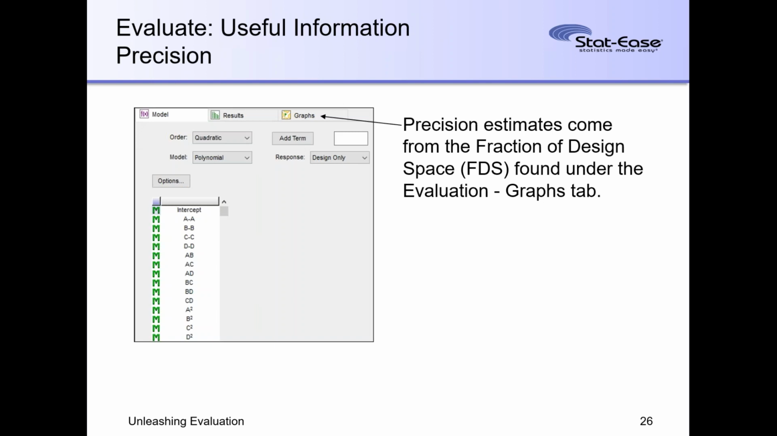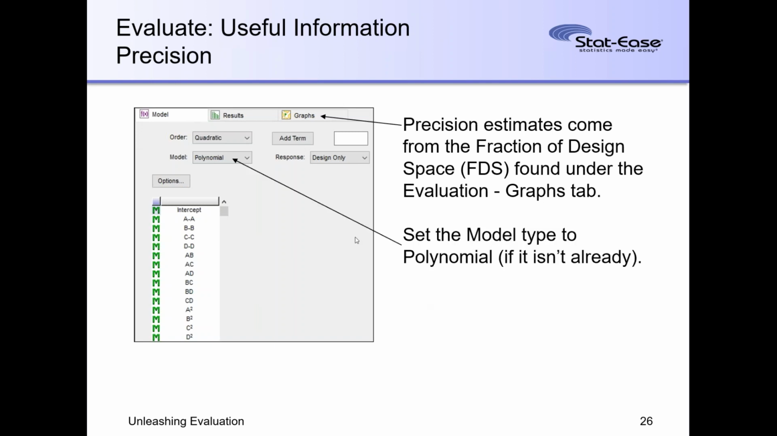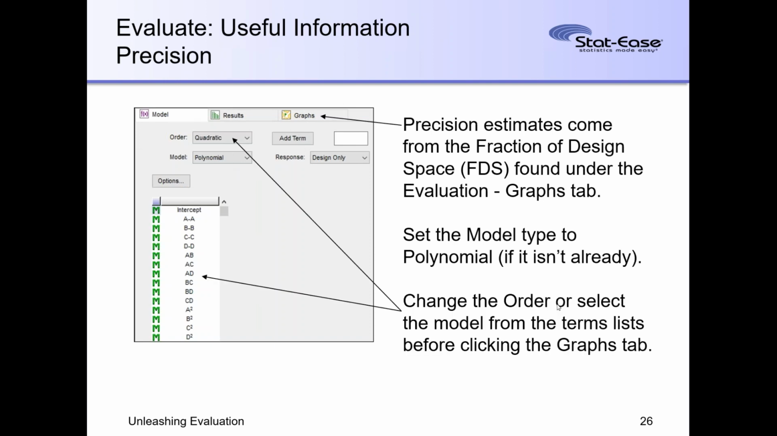Precision estimates using response surface designs are best done using the Fractional Design Space, or FDS, graph found under the Evaluation Graphs tab. You can skip right over results if you want. Set the model type to polynomial, usually, if it isn't already, and change the order or terms to match what you want to evaluate for. The number of terms in the model will affect the Fractional Design Space curve.